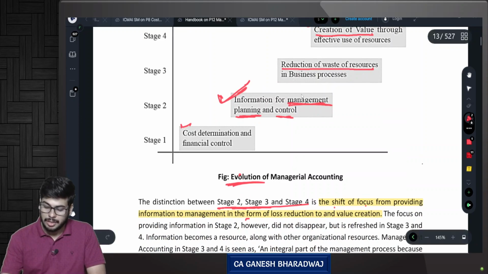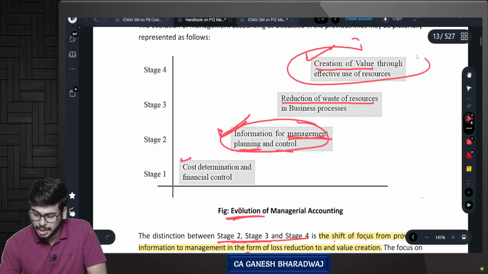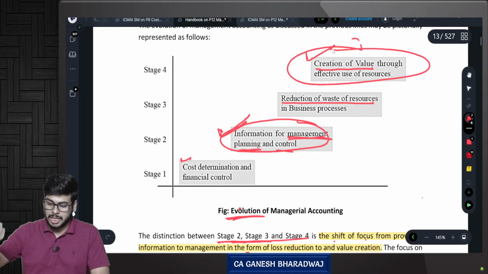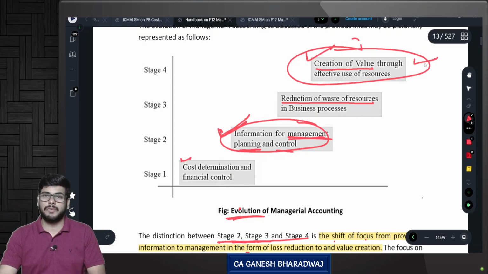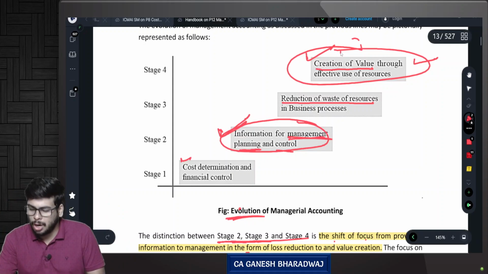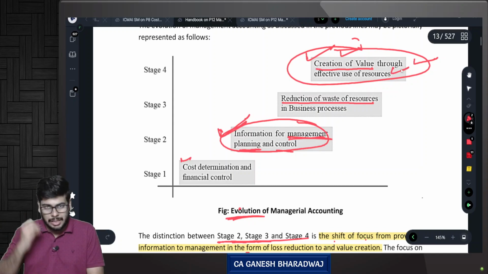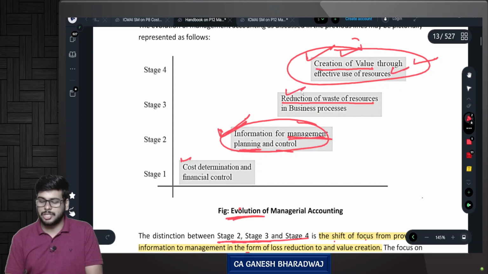So the shift earlier was what, providing information. Right now it's about value creation. So if this is your objective, value creation through effective use of resources, all other things are automatically taken care of. If you want to create value, you need to effectively use your resources. For you to effectively use your resources, your waste reduction should be in place.